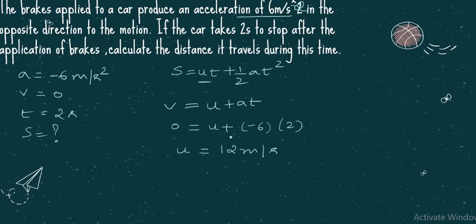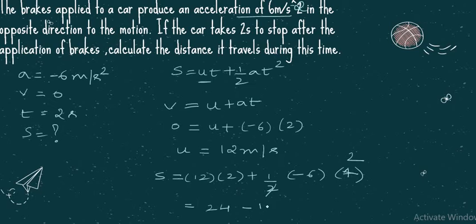So if I substitute this value here, that value in this expression, that is 12 into 2 plus half. What is a value here? It is minus 6, t square. T square means 4, right? So 2 ones are 2, 2 twos are 24, minus 6 twos are 12. What is the value I got here? It is 12 meter.